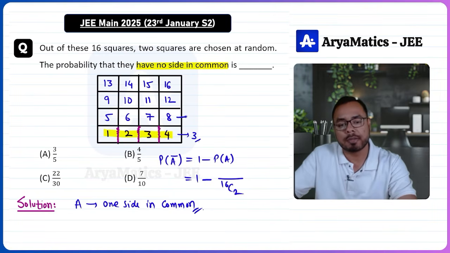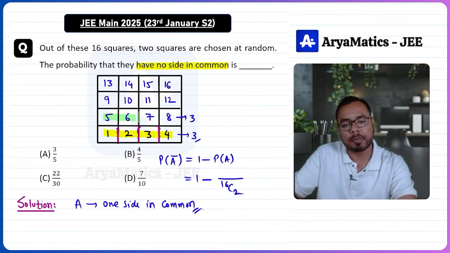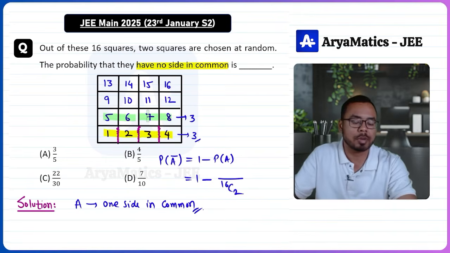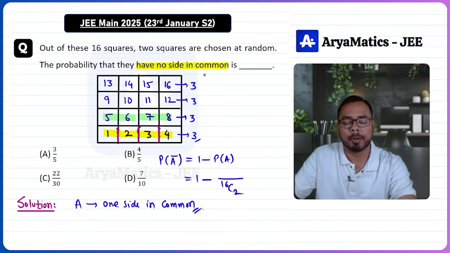Now, the same thing you can say for the second row also. Let us say this is the second row. If I have to pick two squares from the second row having one side in common, either you can select 5, 6, or 6, 7, or 7, 8. And now you can see that rows R3 as well as R4 will have three different ways of selecting a pair of squares having one side in common.